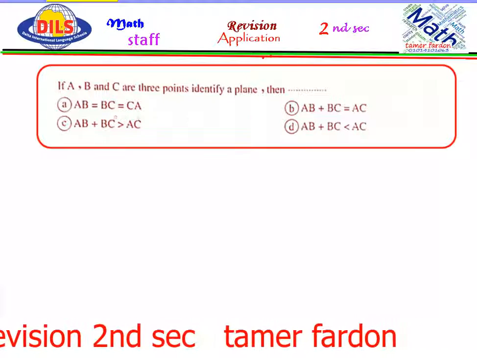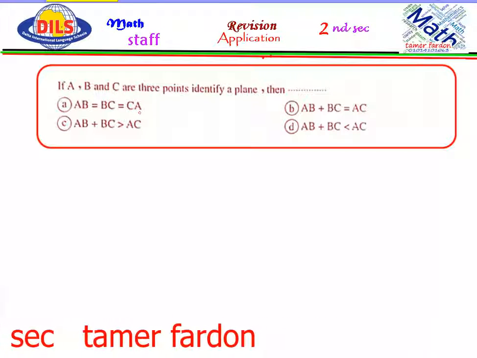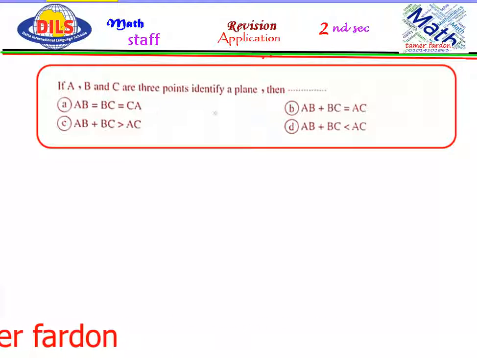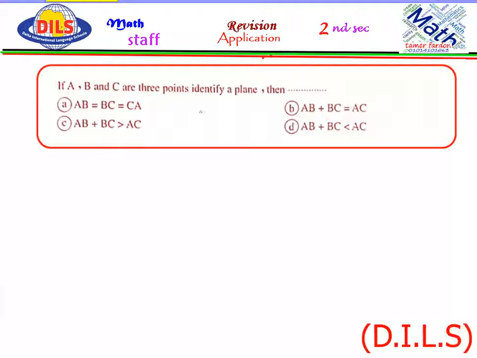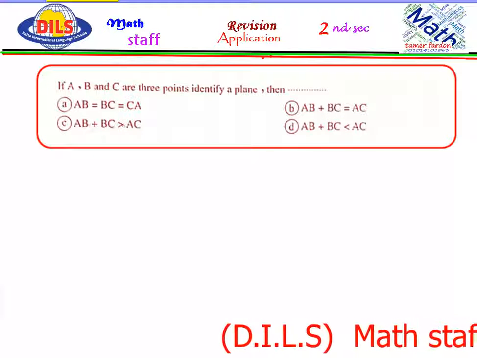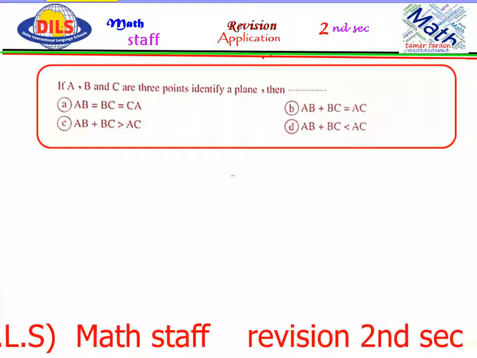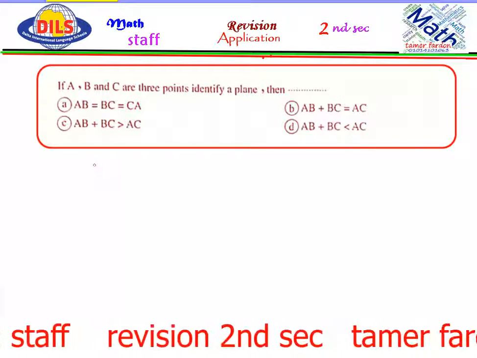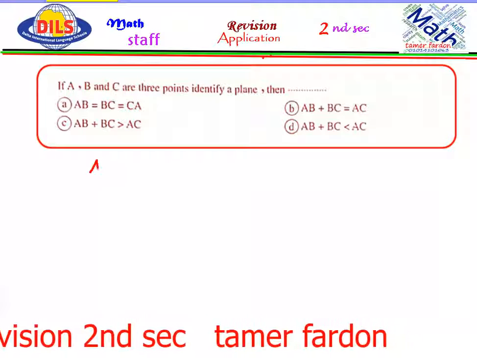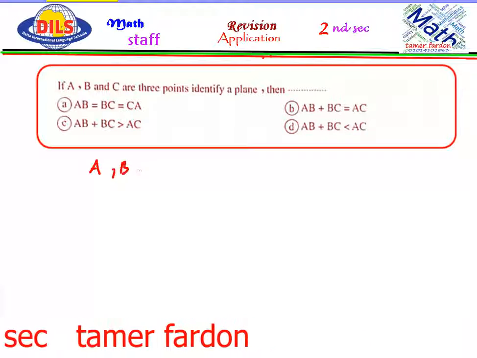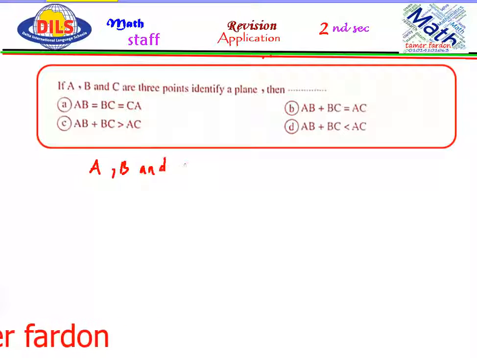Then AB equals PC equals CA, AB plus BC equals AC, AB plus BC greater than AC, AB plus PC less than AC. We know that if A, B and C are 3 points, identify plane.